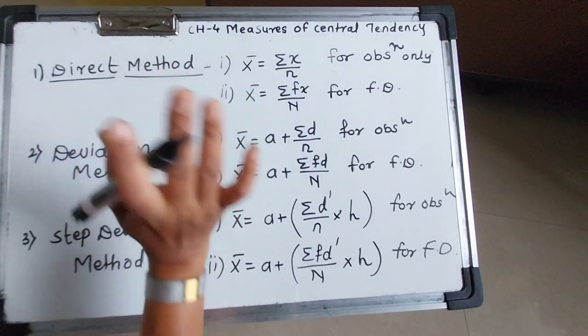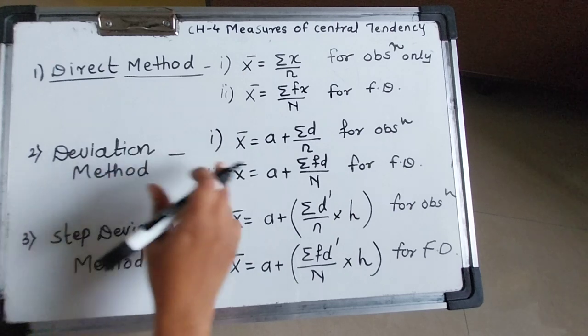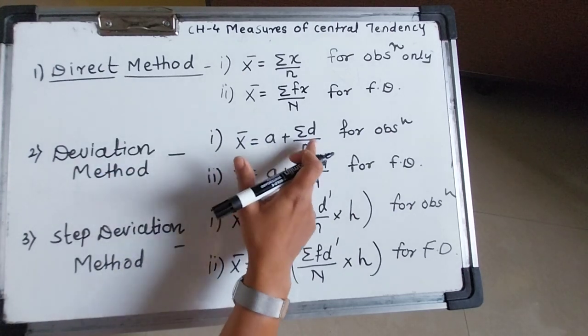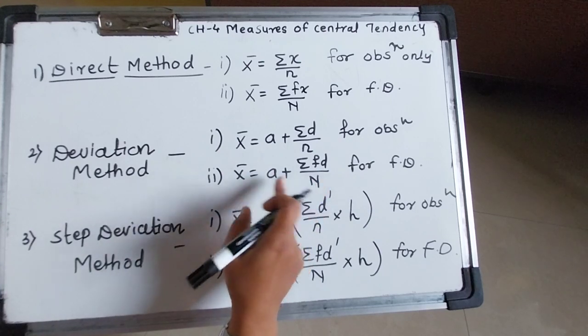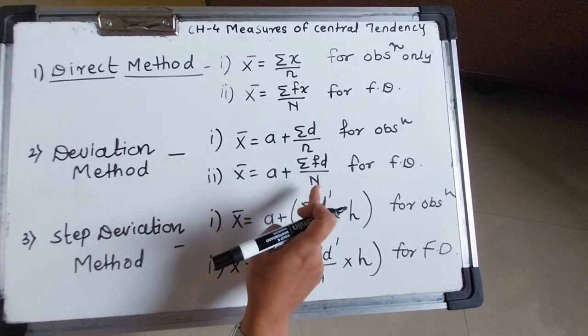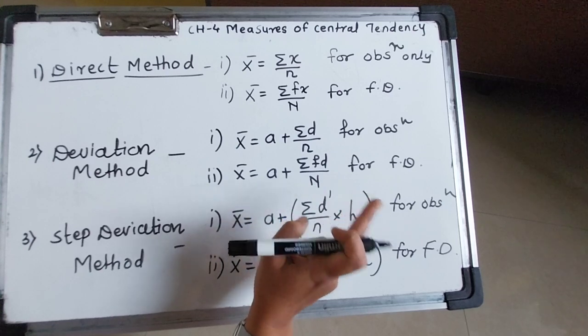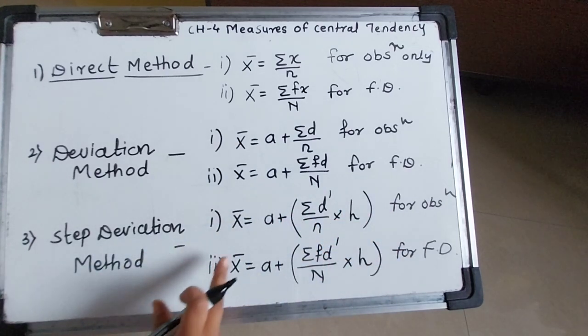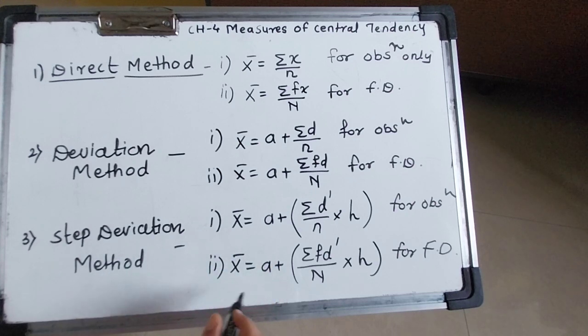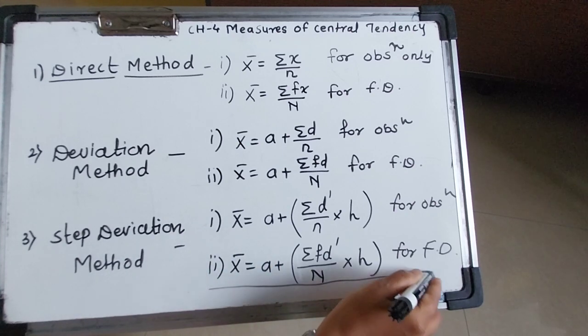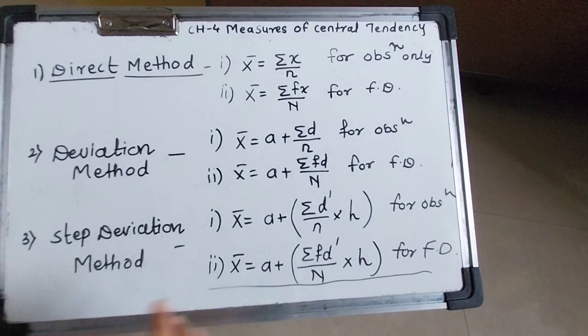This is only the direct method. Next is the deviation method. Deviation method: x bar is equal to a plus summation d upon small n for only observations. For a frequency distribution, x bar is equal to a plus summation fd upon capital N. Step deviation, this is for observations and for fd. Generally we use this formula. This is all about mean.